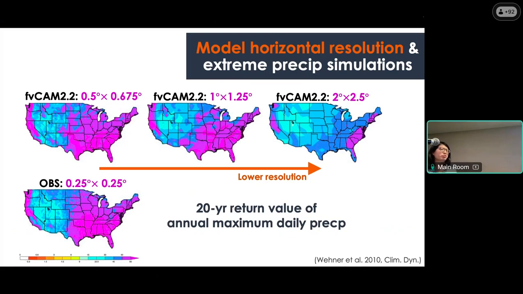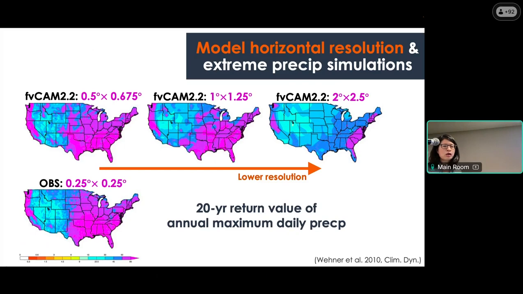Now as we are moving forward to higher resolution models, more and more studies have shown that a model of higher resolution, say 15 kilometers, can improve the simulation of extreme precipitation. For example, these figures are from Michael Wehner's papers, using CAM5 AGCM experiments. It has three different resolutions and compares with observations. This shows the 20-year return value of daily precipitation over the US. We can see that models with two degree resolution, around 200 kilometers, underestimate the intensity of extreme precipitation, and the spatial distribution is also quite different from the observations. But models with high resolution, like 50 kilometers, improve the simulation of intensity and spatial distribution.